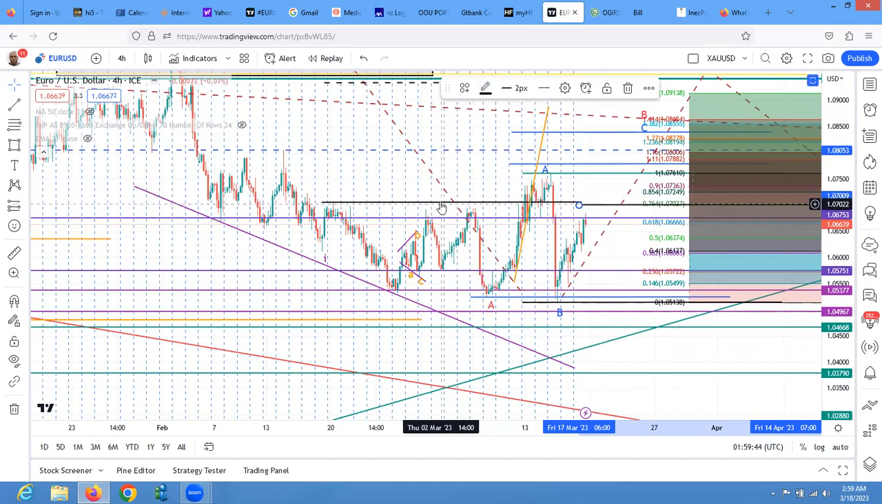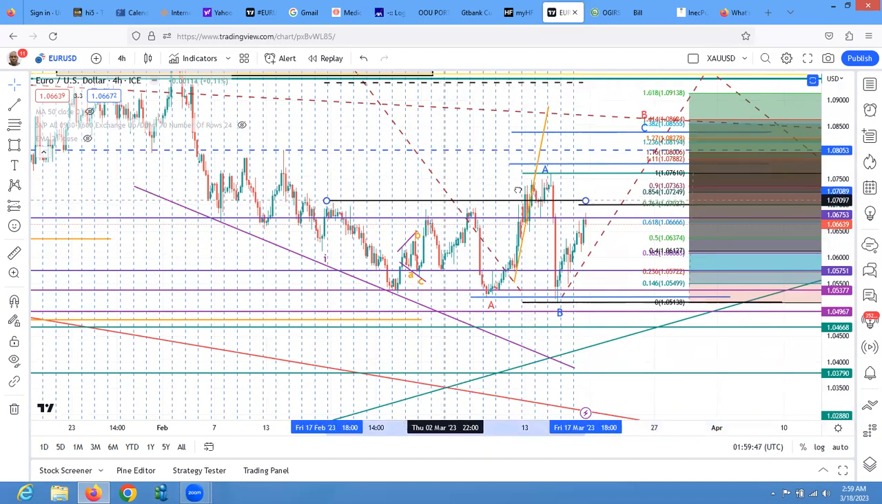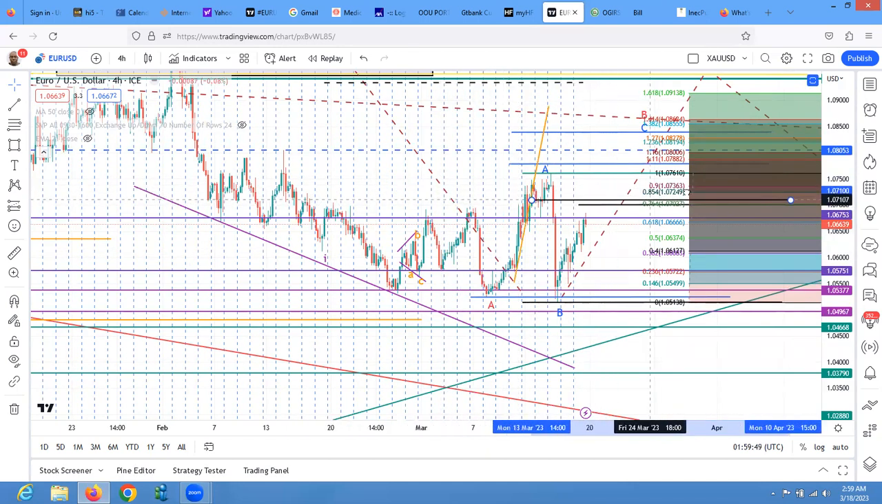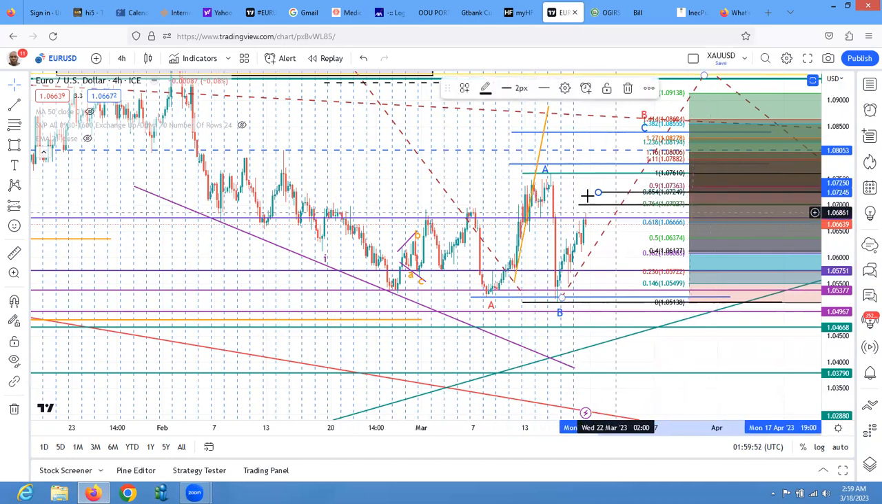That's 76. And that is 85. So I think price is going to break all of that. That is what I think. Price is going to break all of that.